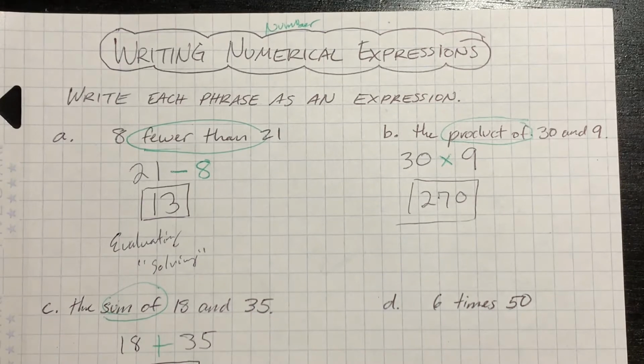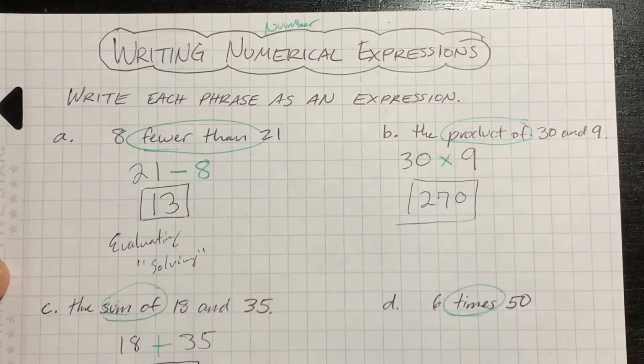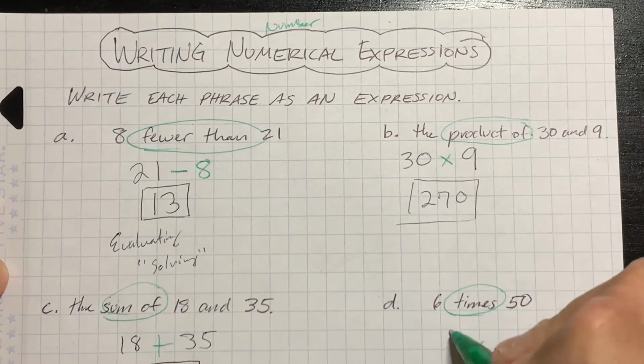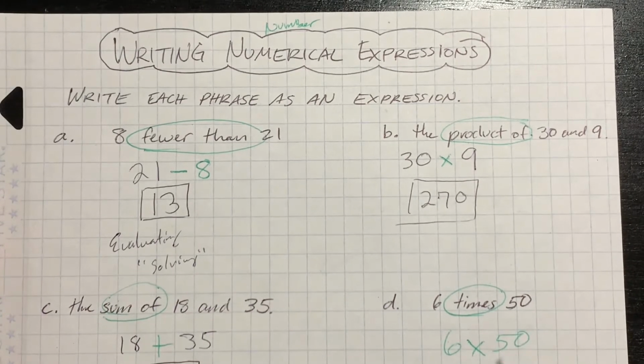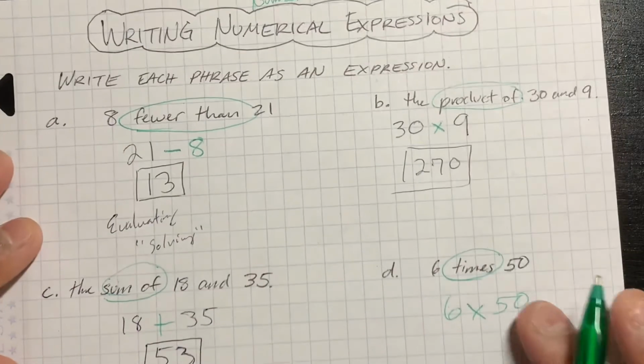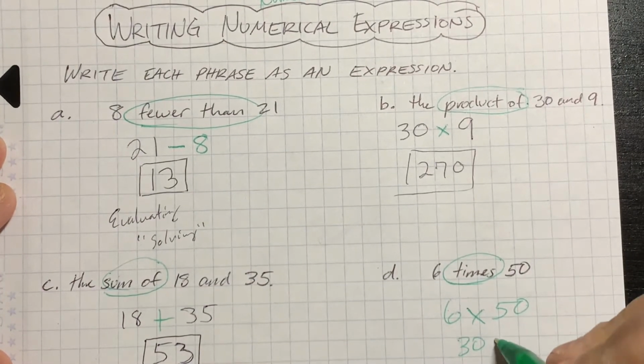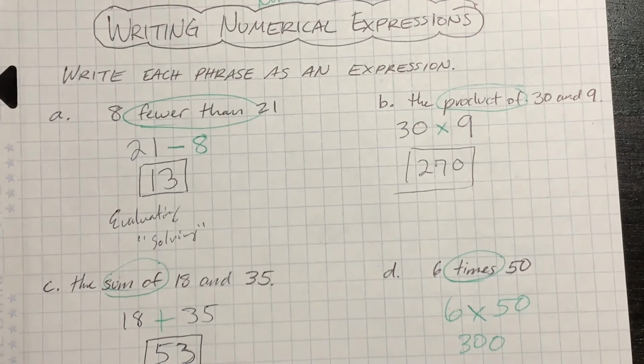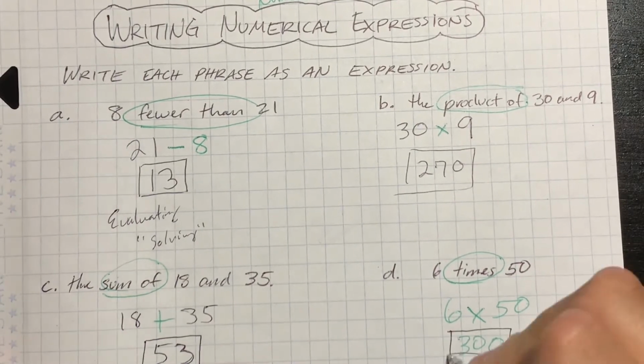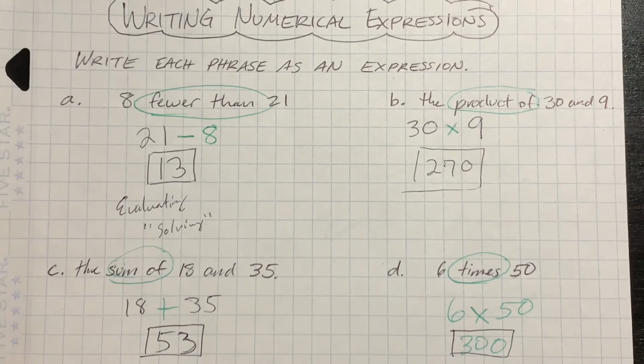Then for D, 6 times 50. Again, times tells us to multiply. So 6 times 50. Now, if you cover your 0, 6 times 5 is 30. But then just bring the other 0 down. So 6 times 50 is going to be 300. Again, we're taking it a step further by evaluating.